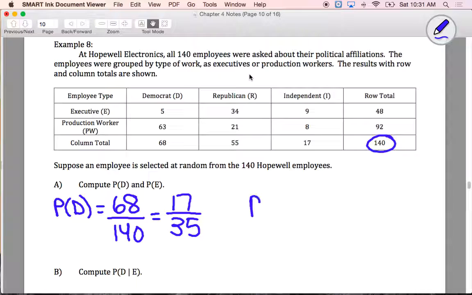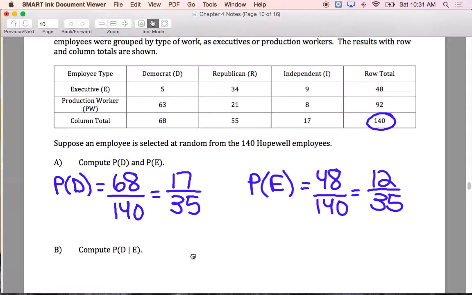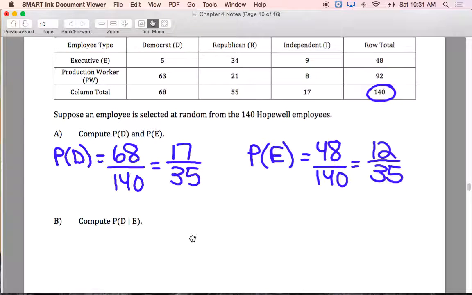Now then, our probability of an executive, again, find the total number of executives and put that out of the total number. Now for part B, you want to compute the probability that someone's a Democrat given they're an executive.